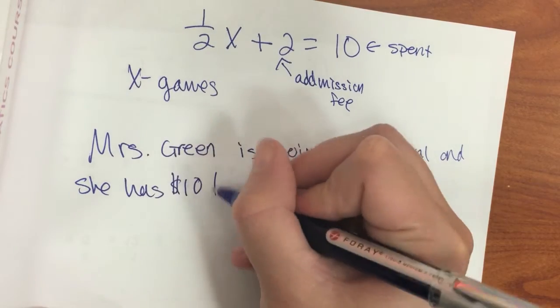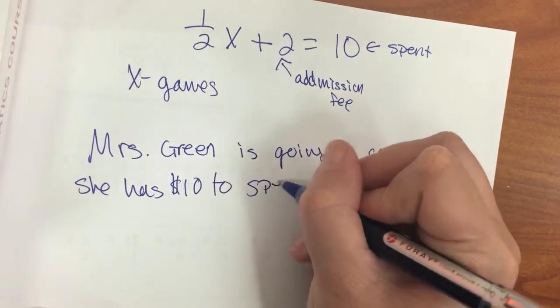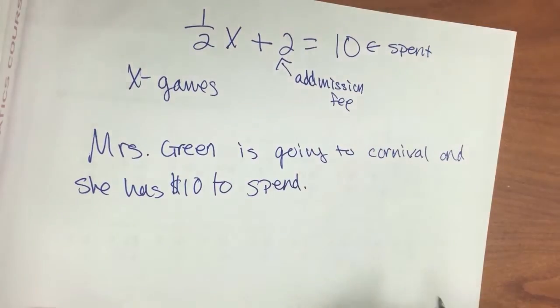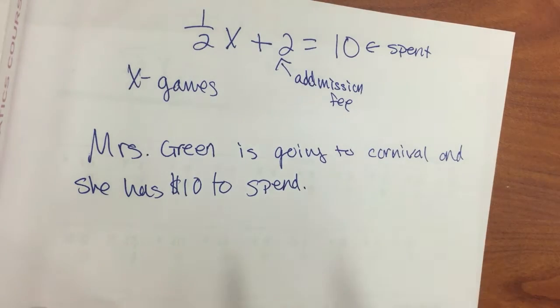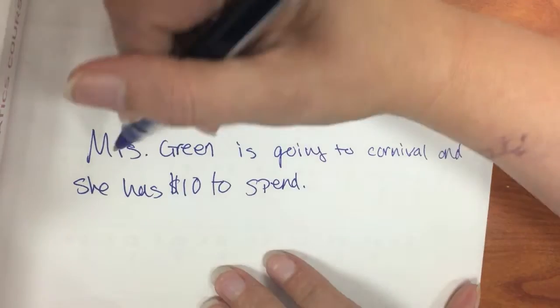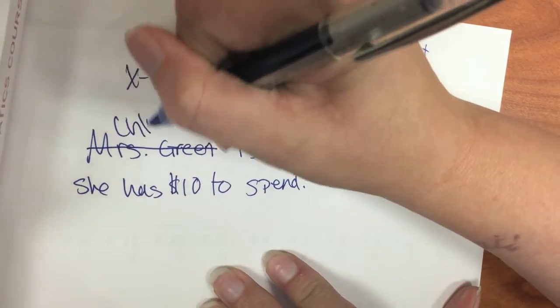$10. And apparently I'm going by myself, because I only have one admission fee. Oh, you're not even going to take your kids? That's mean. So Miss Green's going to the carnival. Oh, and you know what? She has $10 to spend. Chloe's going to the carnival at her school.